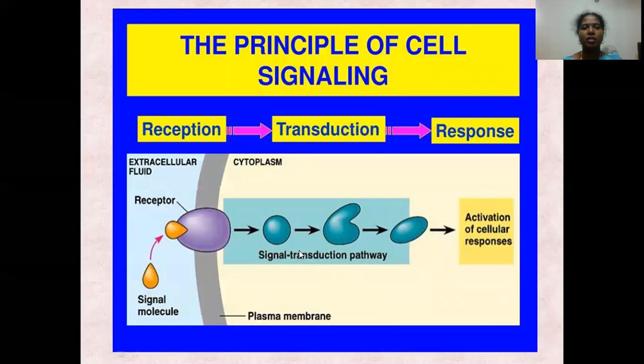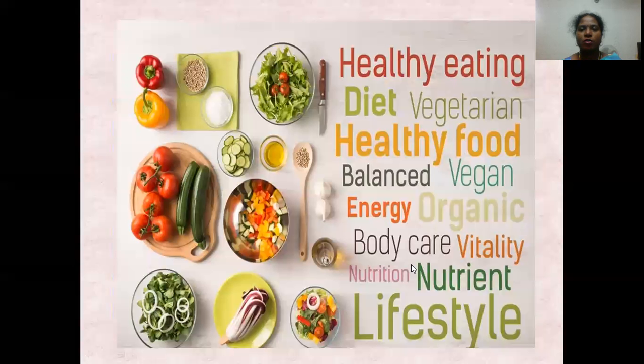The principle of cell signaling is reception, transduction, response. Any signal molecule can go and bind with the receptors. The receptor, via many pathways, has the signal transduction pathway. Via various steps, they synthesize a product which activates the cellular responses. So the three different steps involved in cell signaling are reception, transduction, and response.